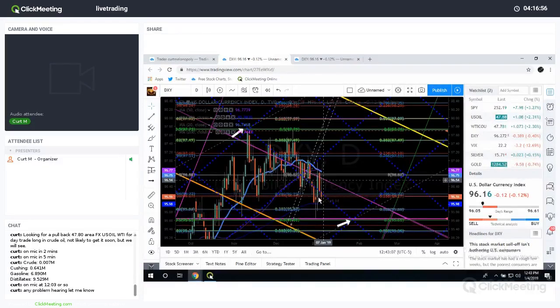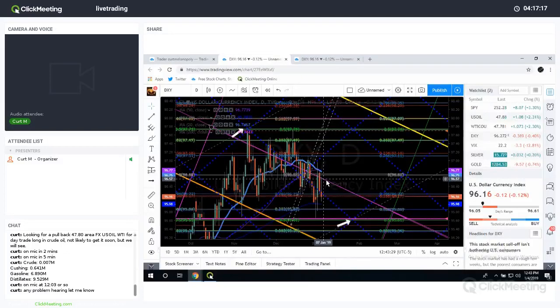Now, it's failed at the 20 MA, it's failed at this trend line here, and it's about to fail at this trend line and this resistance. If it fails in there, this is really going to become your short area, and not far above where it's trading right now. But it's hard to say.